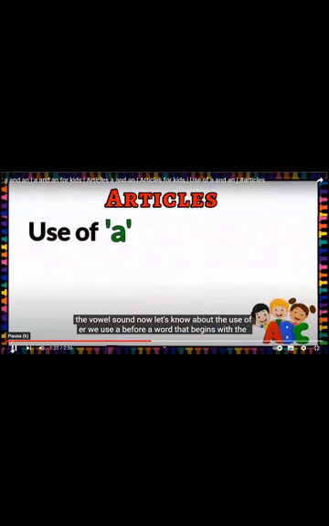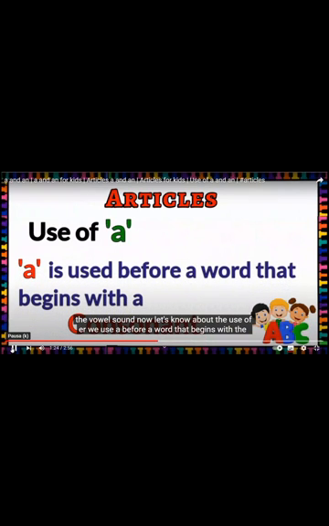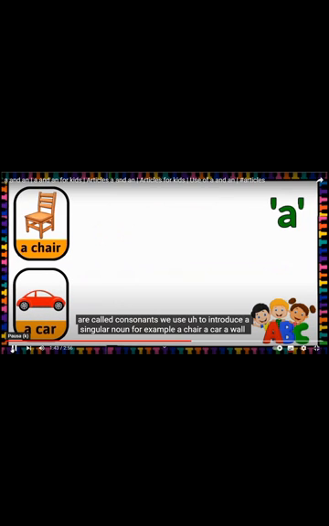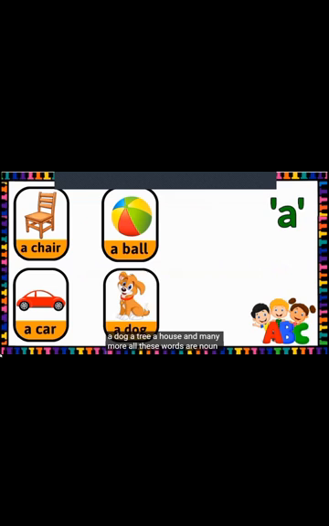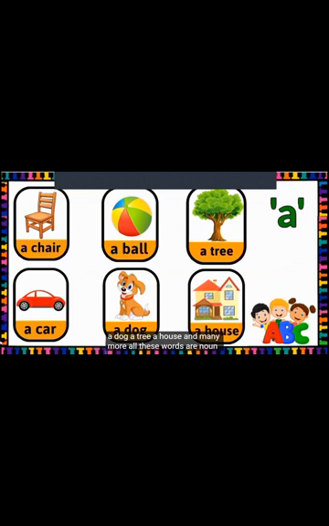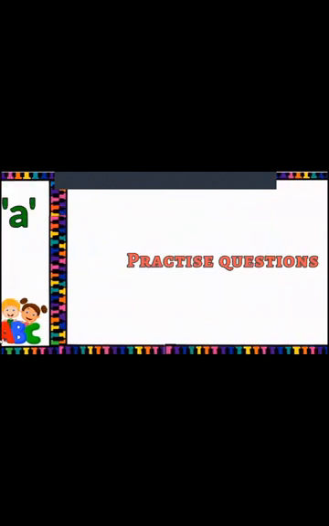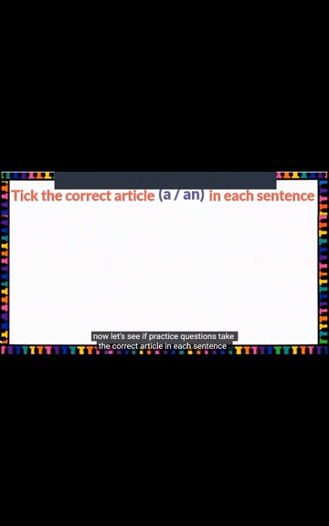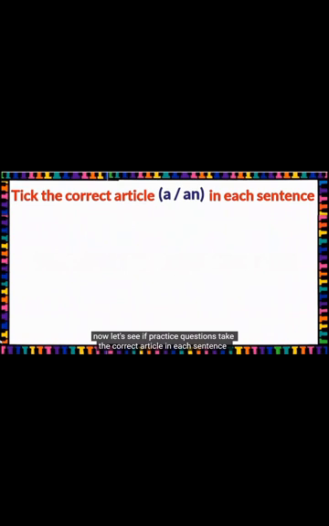Now let's know about the use of a. We use a before a word that begins with the consonant. There are 21 consonants in English alphabet. All the letters other than vowels are called consonants. We use a to introduce a singular noun. For example, a chair, a car, a ball, a dog, a tree, a house, and many more. All these words are noun. They are either name of animal or things. These words begin from the consonant. Now let's see few practice questions. Take the correct article in each sentence.